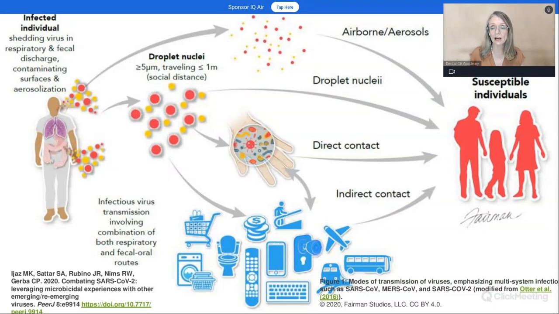All right, also direct contact. So we can come into direct contact with some of these droplet nuclei floating around, or also indirect contact. We may touch a surface that has been contaminated with aerosol, etc. So again, infectious virus transmission can involve a combination of both respiratory and fecal oral routes.